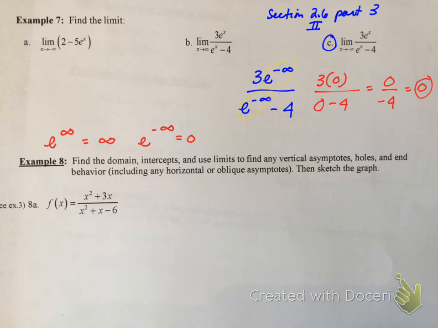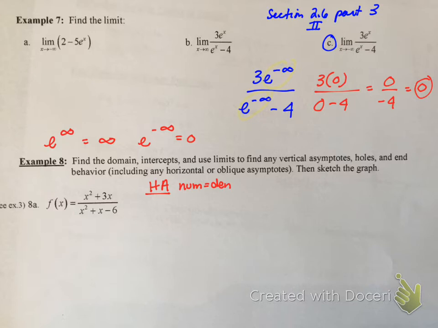All right, so for example 8, this is kind of winding everything together, trying to figure out, hey, what do we do with this? So it says, example 8, find the domain, intercepts, and use limits to find any vertical asymptotes, holes, and end behavior. So why don't we look at the horizontal asymptotes first, see if there's that or the oblique asymptotes. So if I look at this, I see that the numerator's highest power equals the denominator's highest power.